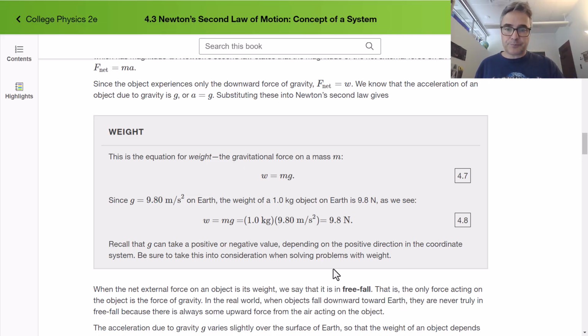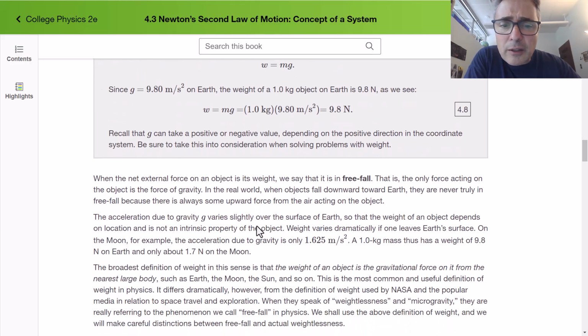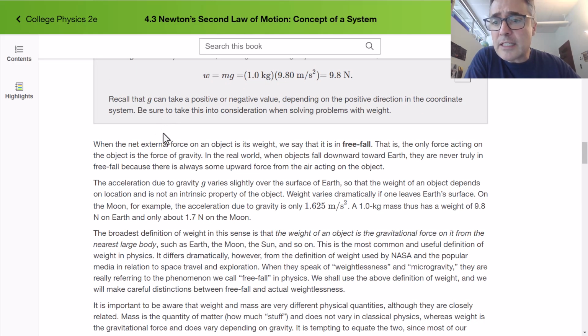That's a constant. You multiply that times your mass, and that gives you your weight. And the weight is the same thing as the force of gravity of the Earth on you that's pulling you down. And that's going on all the time. And if you're not supported by something from below, you're going to fall. So when the net external force on an object is its weight, so there's no other forces acting on you other than just gravity, that's called free fall.